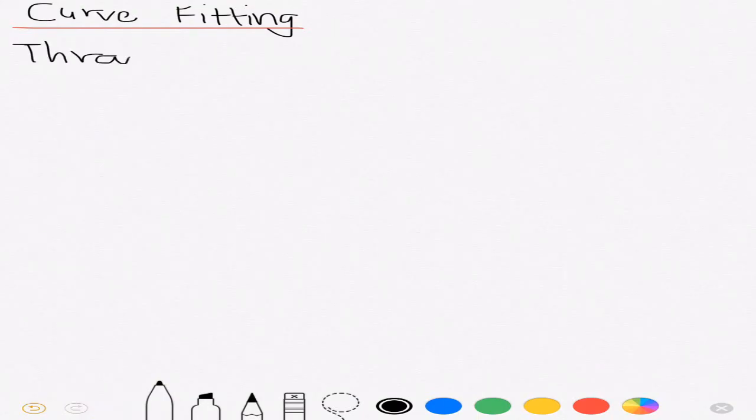Today we are going to talk about curve fitting. Generally, in this topic, we are going to discuss data points.